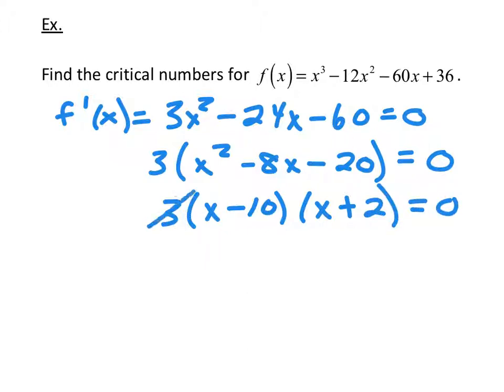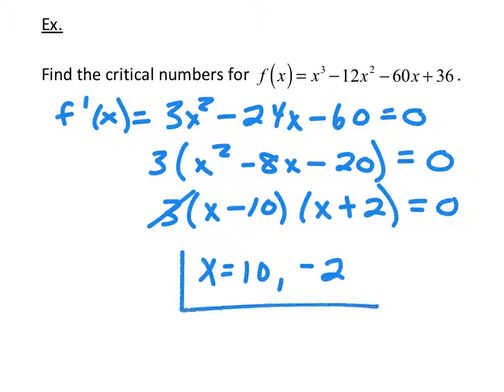Now I could divide the 3 over, so really the 3 is not going to make a difference here for the x values. So when I solve this, x would equal 10 and negative 2. Those are what we refer to as our critical values or critical numbers.